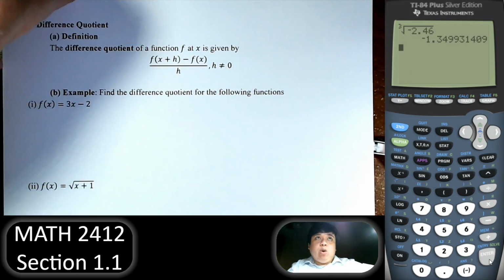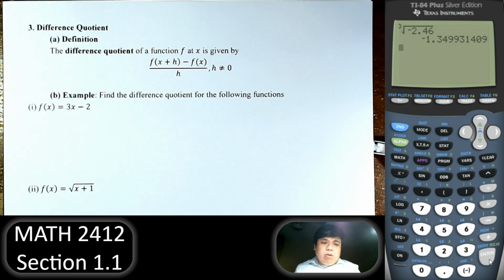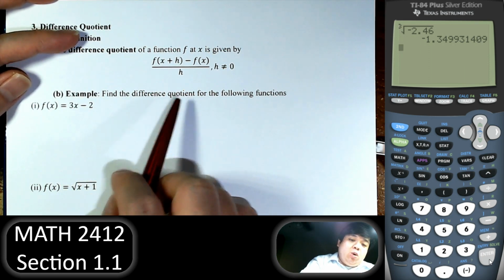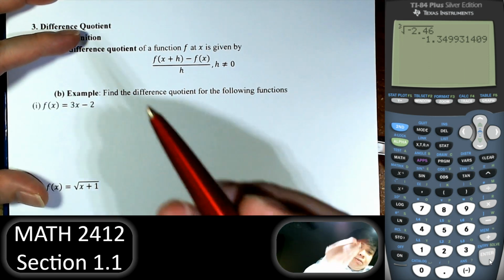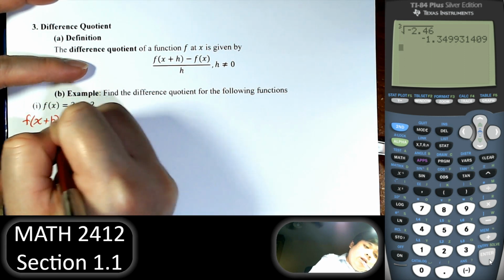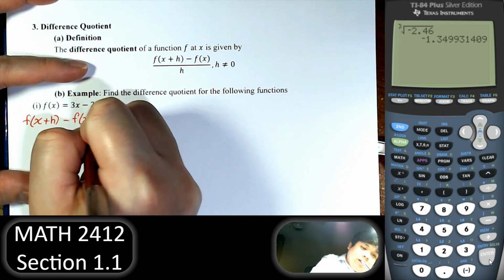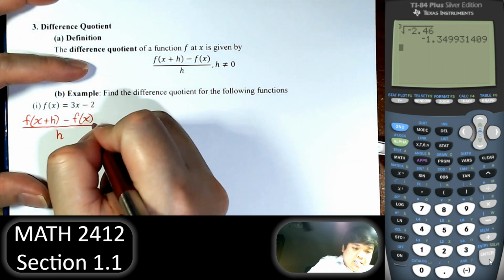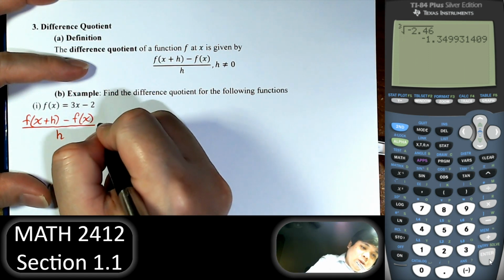Next we have the difference quotient. This is similar to Calculus algebra. So the difference quotient is that formula. Of course, the function will be given. In this example, let's find the difference quotient for the following function. So we start with the formula: f of x plus h minus f of x, divided by h. And that will be equal to.